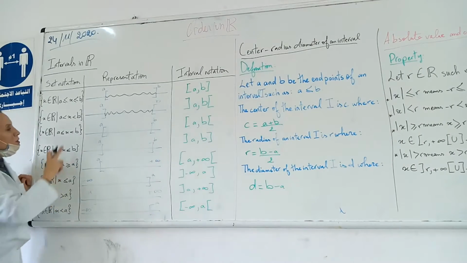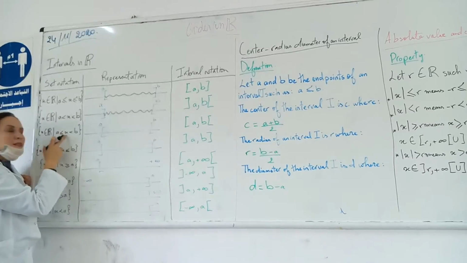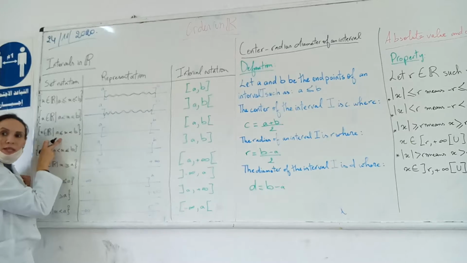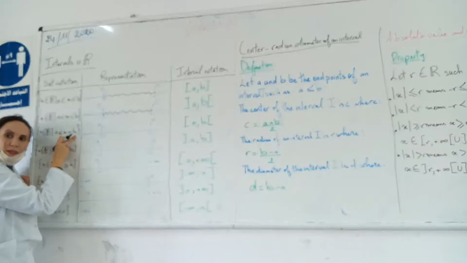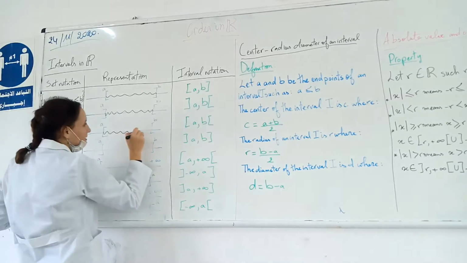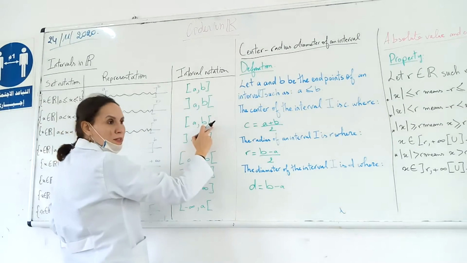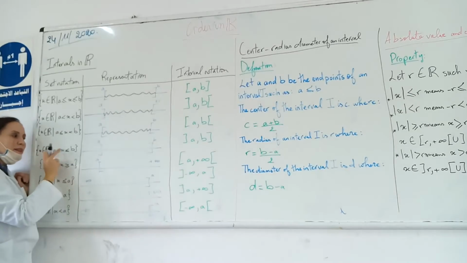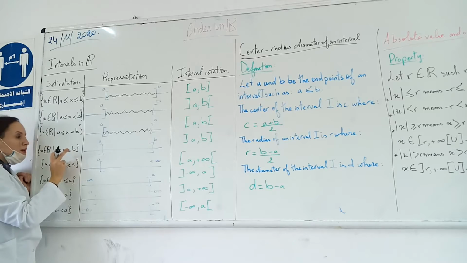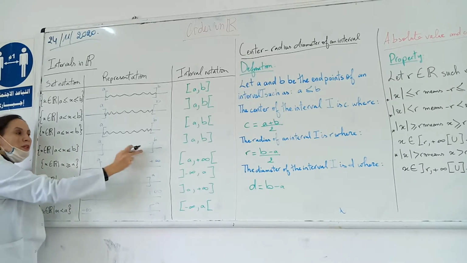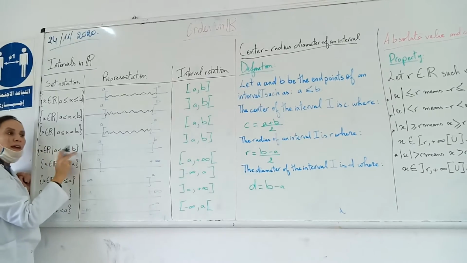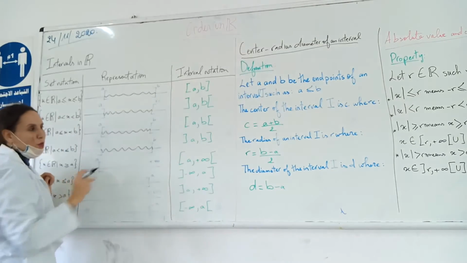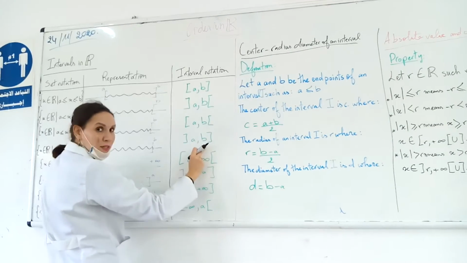Case number 3, you have X running with X bigger or equal A and less than B. So you have closed interval in A and open interval in B, like this: closed, open. The inverse, you have X bigger than A and X less or equal than B. So X belongs to (A, B] with open interval in A and closed interval in B.